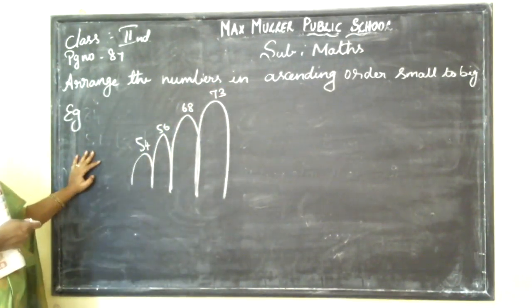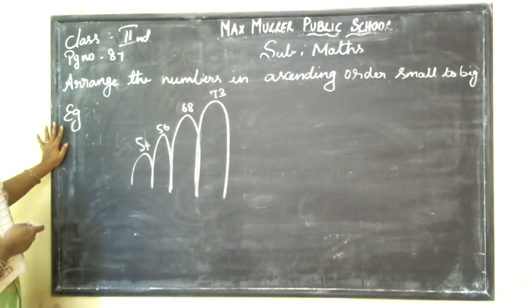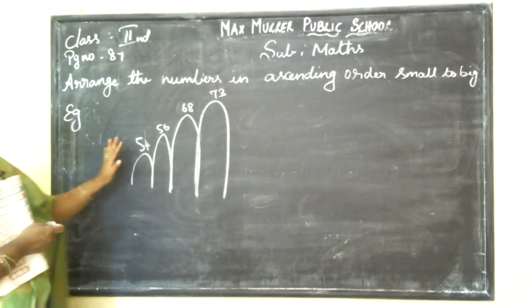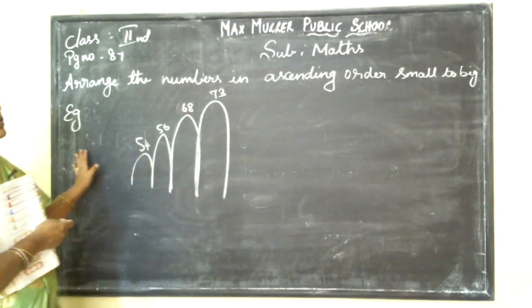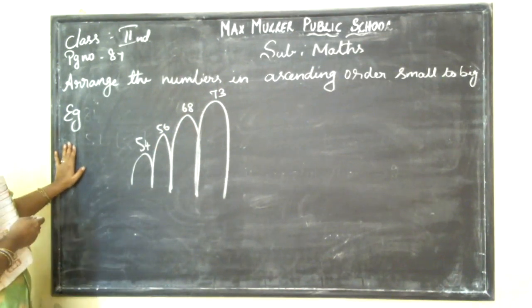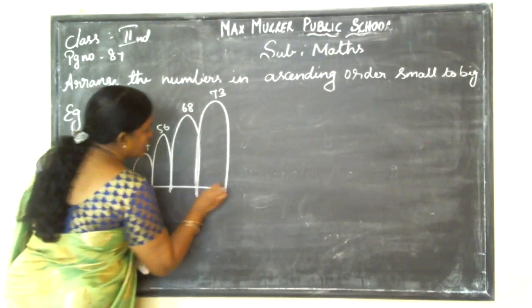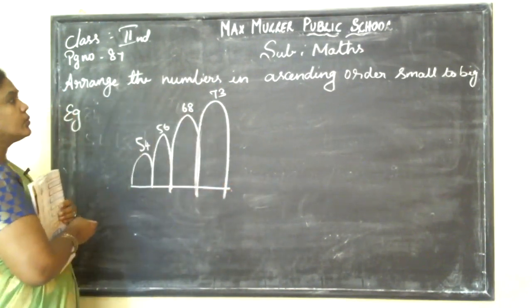When you are writing, children, keep one rough note along with the textbook. When I am doing an example sum, you write that sum in the rough note. The textbook sum you do in the textbook only. Now this is an example sum. In this you want to write small number to big, ascending means small to big.